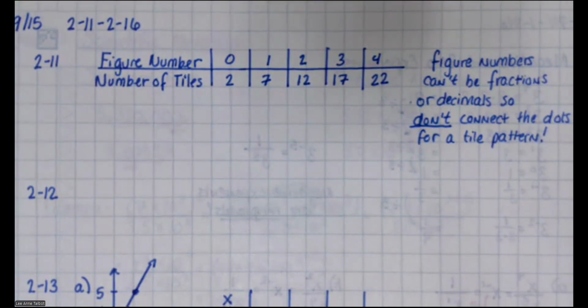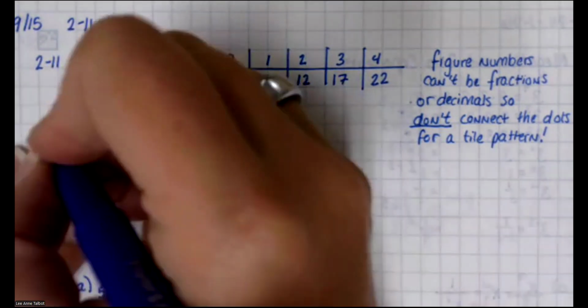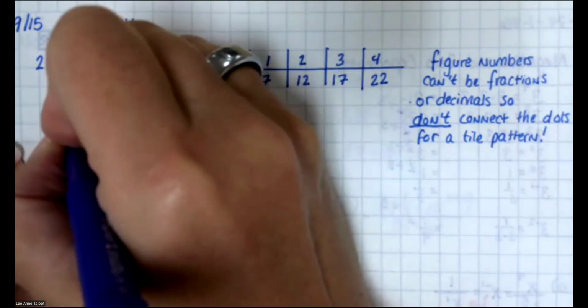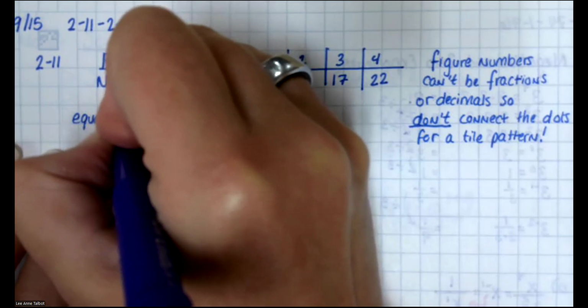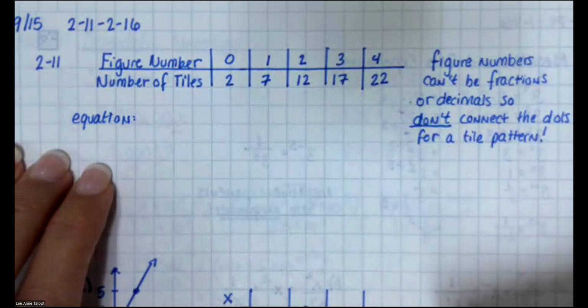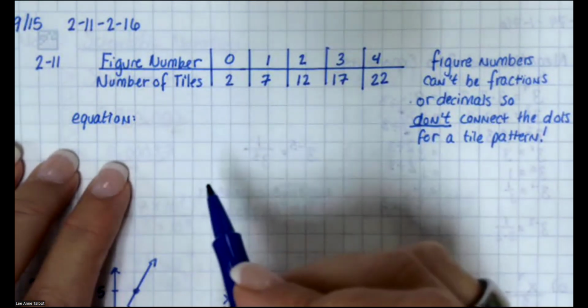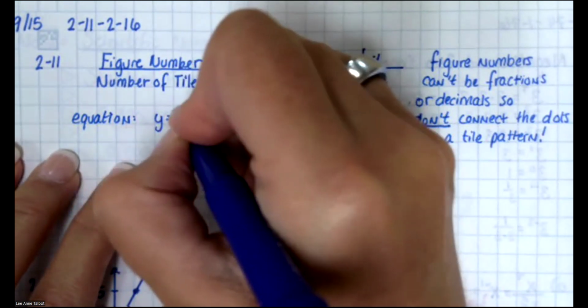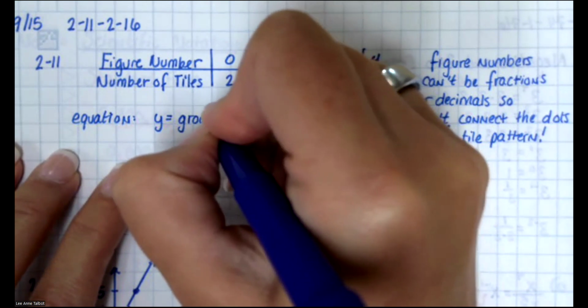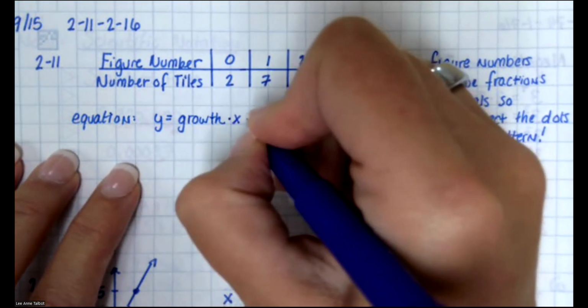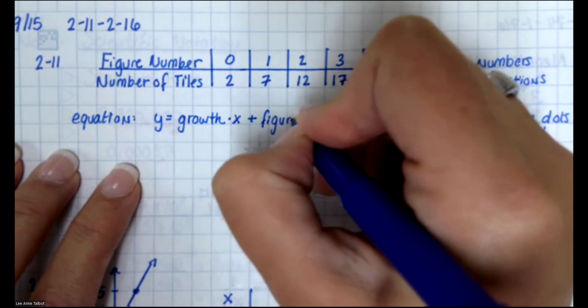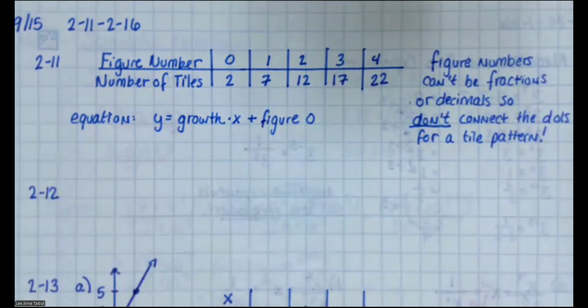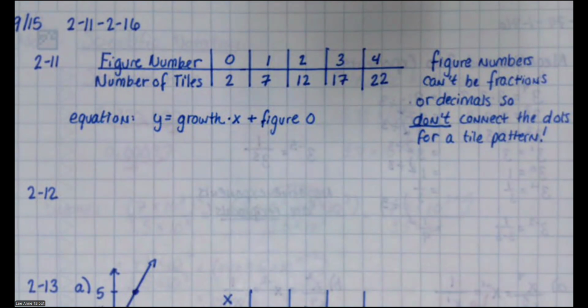Okay, but then we're going to break our own rules in number 12. So just hold on. So next thing we want to do is find the equation. And we can find it from the table or the graph. But to remind you, it's y equals growth times x plus figure 0. Y equals growth times x plus figure 0.